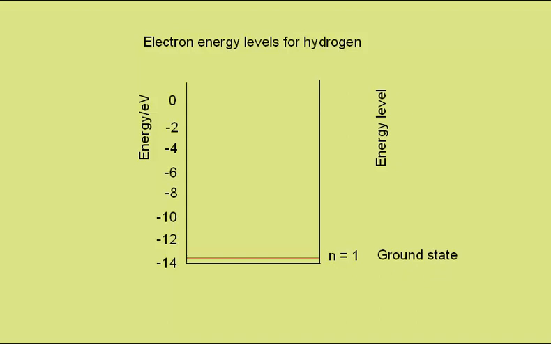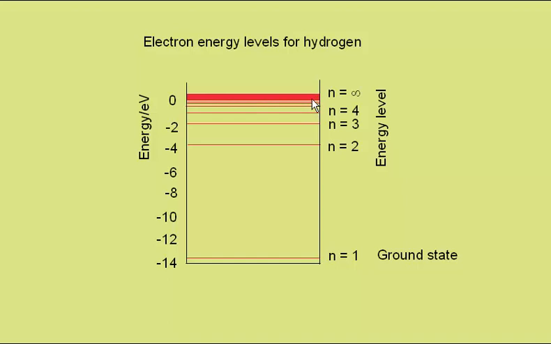You can consider that the most stable state, rather like if you had a ball and a series of shelves you could put it on. This would be with the ball on the ground. Next we have n equals 2, just up here, n equals 3, n equals 4. You'll see the energy levels are getting closer, and they get closer and closer still until they're so close that they're indistinguishable, and beyond this we have what is ionization. The electron, if it was given more than this energy, would be free.